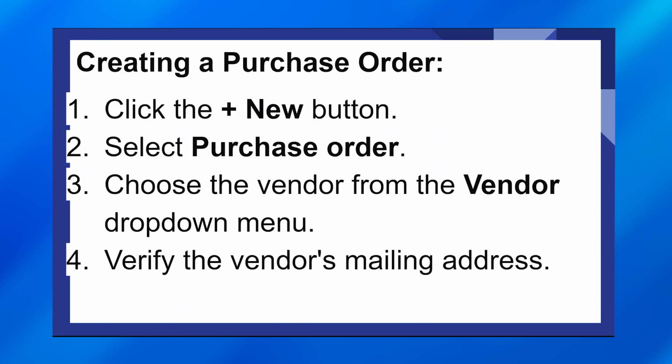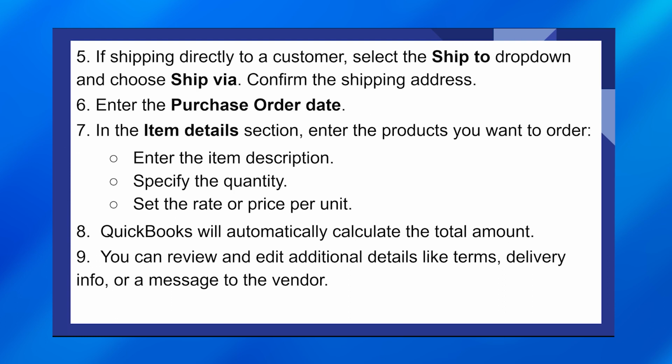After that, click the plus New button. Here, select Purchase Order. Choose the vendor from the Vendor drop-down menu. Verify the vendor's mailing address. If shipping directly to a customer, select the Ship to drop-down and choose Ship Via. Confirm the shipping address. Enter the purchase order date.